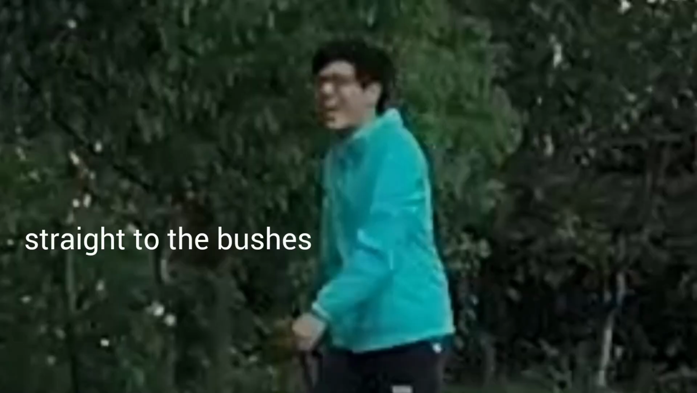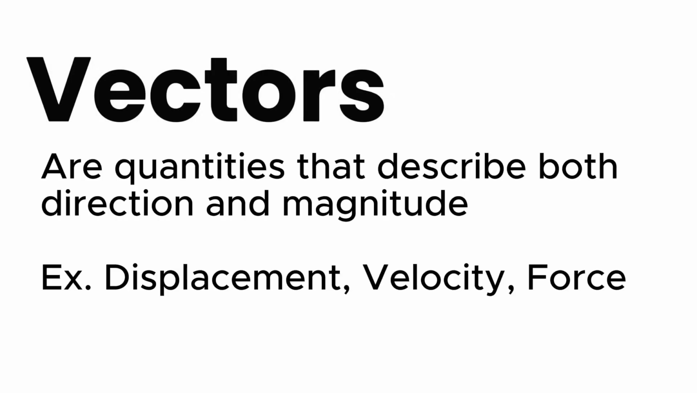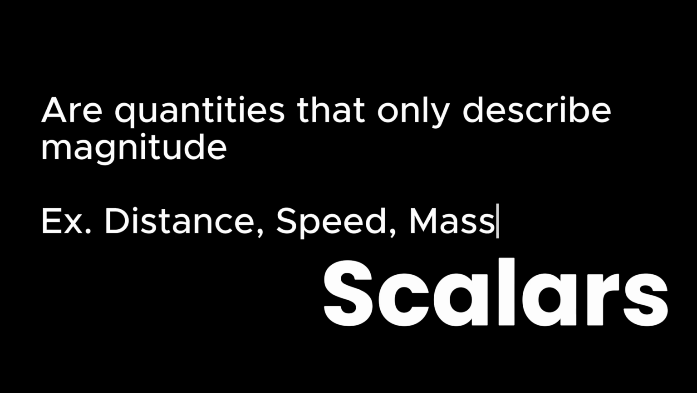But let's backtrack a bit. So what are vectors and scalars? Well, vectors are quantities that describe both direction and magnitude, while scalars are quantities that only describe magnitude.